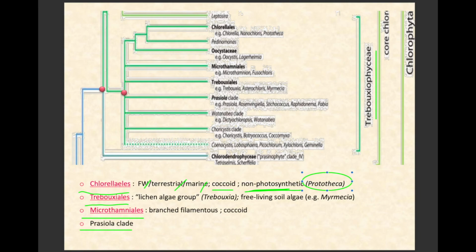Yung mga Trebouxiales naman natin, this is also known as the lichen algae group. Mga example natin dyan is si Trebouxia. Meron din tayong mga Trebouxiales na free-living soil algae. Hindi lang bacteria, hindi lang fungi ang meron sa soil. Meron ding microalgae. Meron ding mga diatoms. Sa soil nabubuhay yung mga yan.